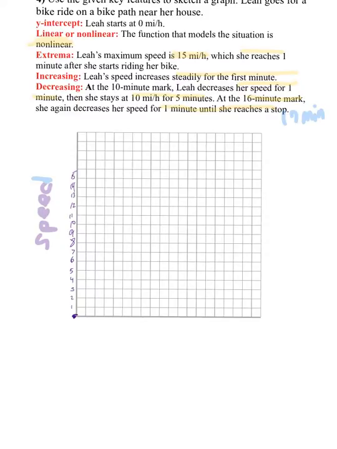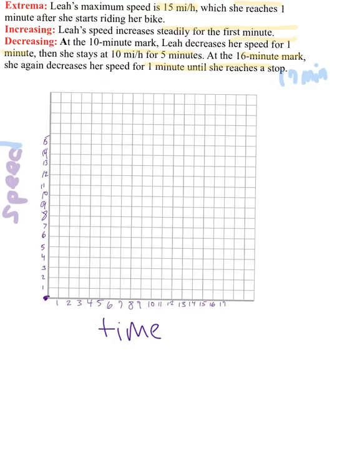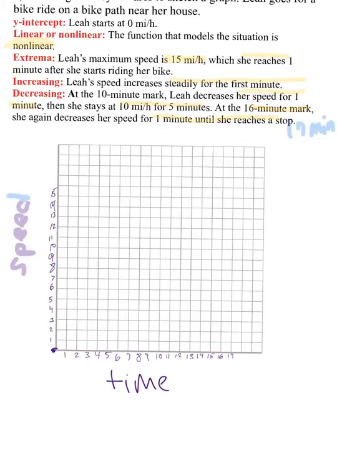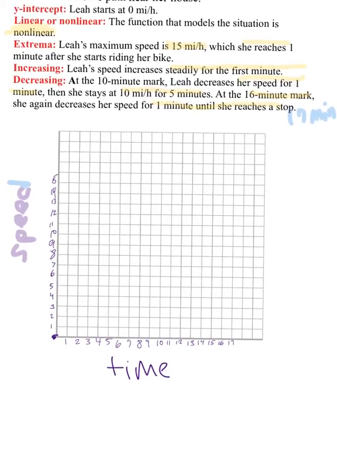And so I'm going to put, this time I'm going to put time on my x-axis. I'm going to count up. Now that I've got my axis drawn in, I'm going to graph some of my points that I knew were going to be in there. So I know after 1 minute, Leah's speed is 15 miles per hour. So I'll put a point at (1, 15).